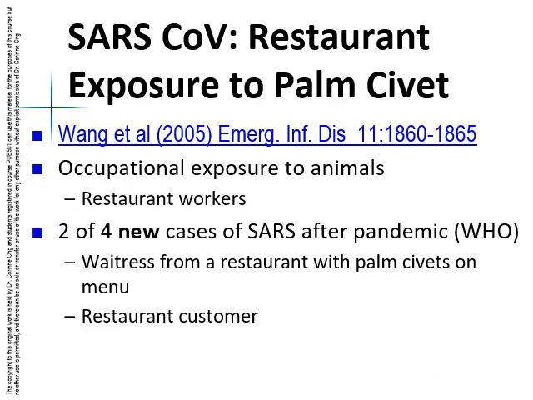This study was supported by another study on cases in a SARS outbreak that occurred in 2004, after the main pandemic was declared over by the WHO. Once again, exposure to palm civets was found, and 2 of the 4 cases included a waitress and a customer of a restaurant with palm civets on the menu and on the premises.